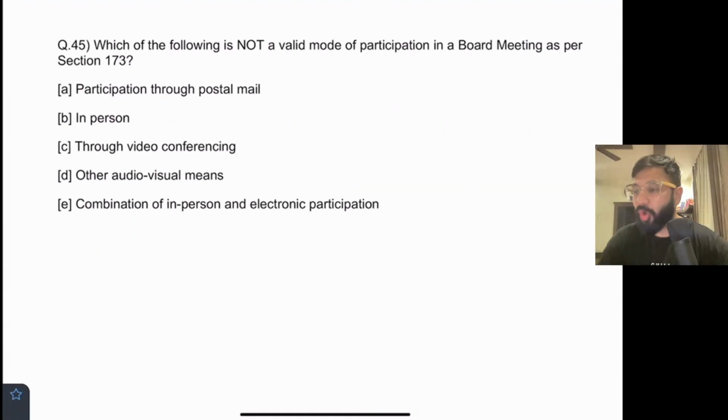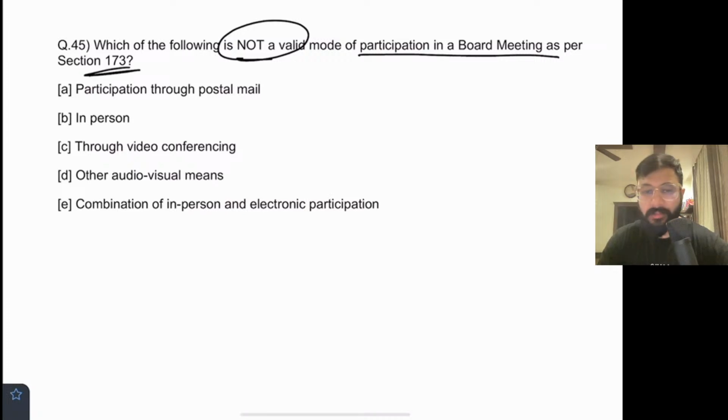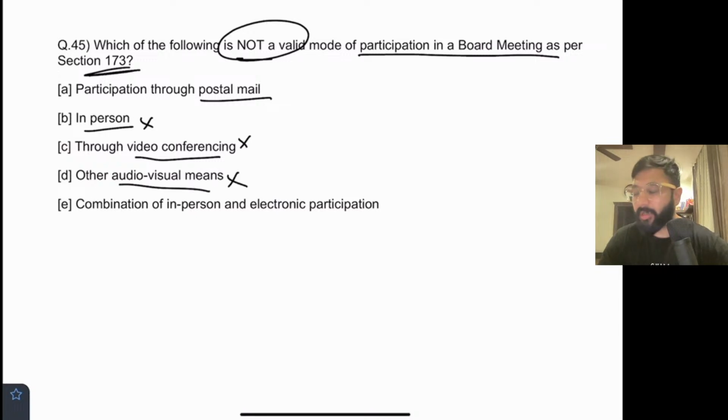Which of the following is not a valid mode of participation in a board meeting as per section 173? Through postal mail, in person तो नहीं हो सकता है, normal सी बात है. Video conferencing आजकल सब जगह नहीं हो सकता है. Audio visual VC की तरह ही हो गया. Combination of in-person and electronic. Postal mail is the oldest, so postal mail should be our answer.